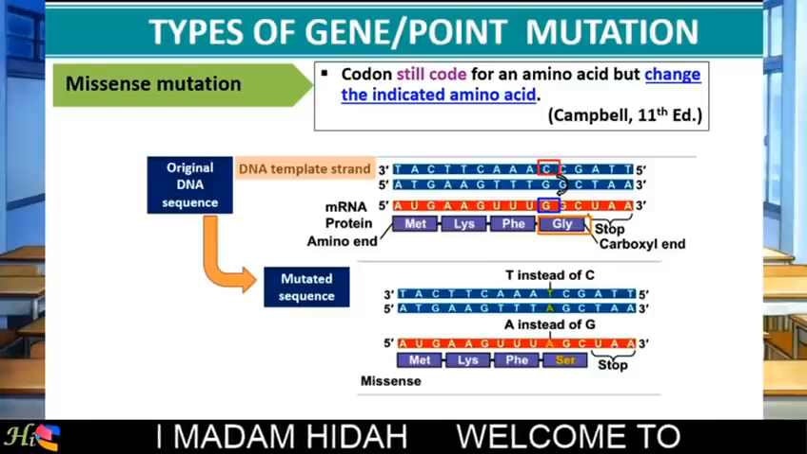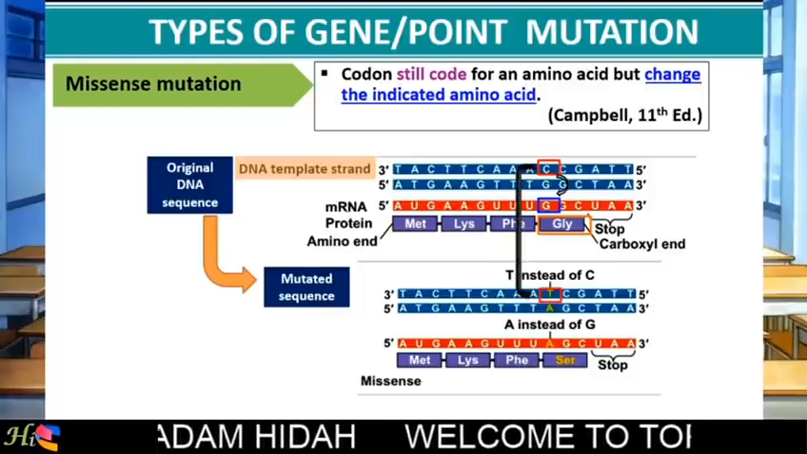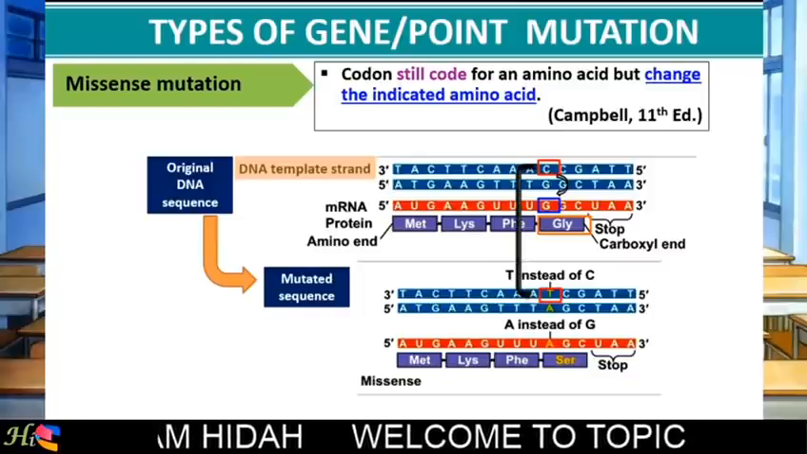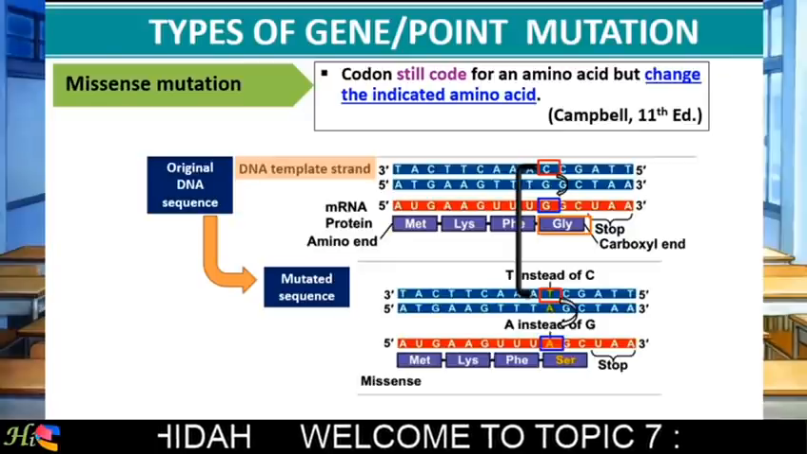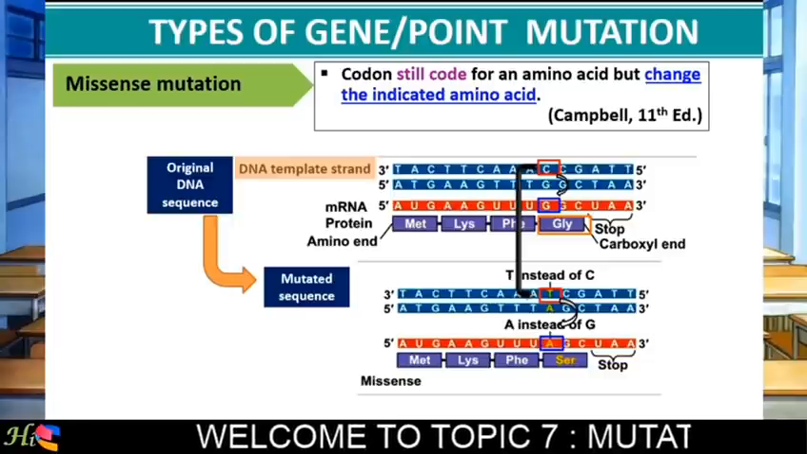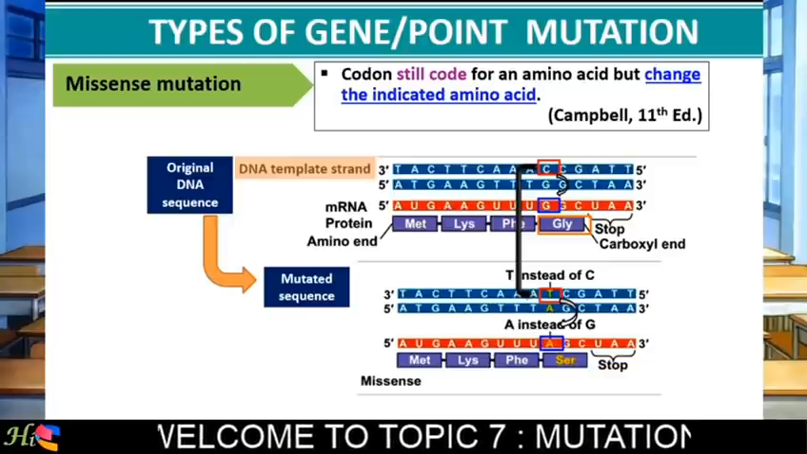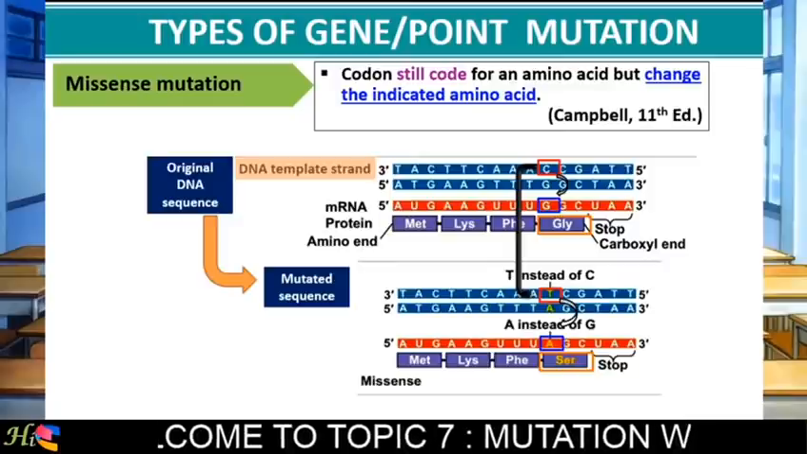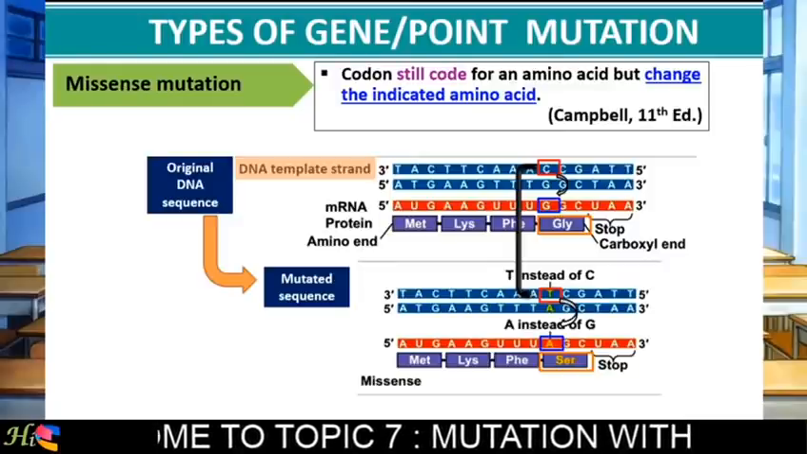When the base substitution occurs, a thymine base replaces the cytosine in DNA. Thymine will be transcribed into an adenine base in mRNA. The codon AGC in mRNA will then be translated into the serine amino acid.